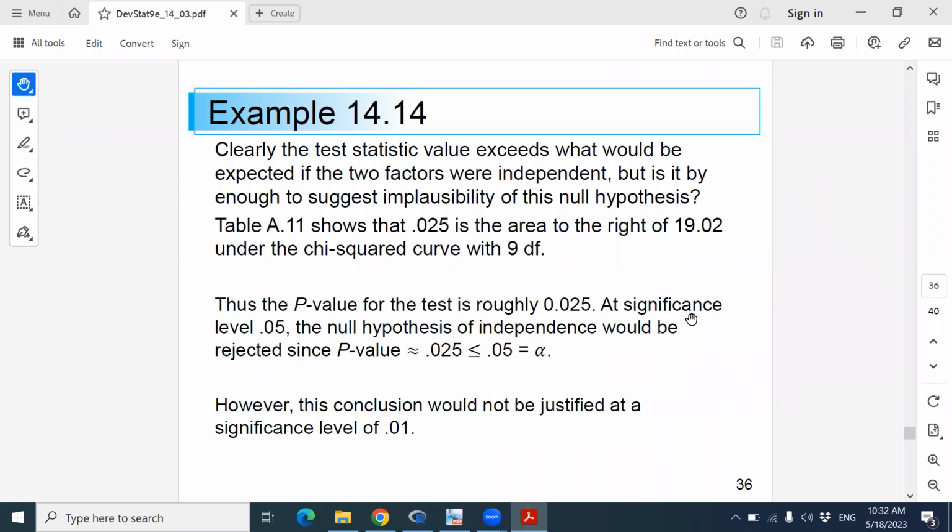So with 0.025 as the p-value, we would consider the significance level, for example, 0.01 or 0.05. If it's 0.05, then this p-value 0.025 is less than the significance level. We will reject the null hypothesis. But if we use significance level 0.01, then the p-value is no longer less than the level. Therefore, if 0.01 is the significance level, we cannot reject the null hypothesis.